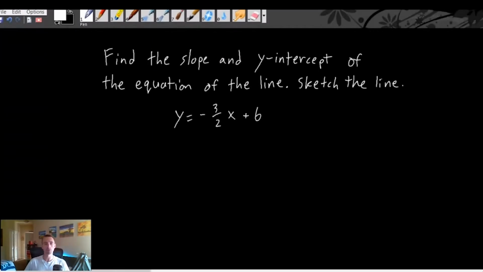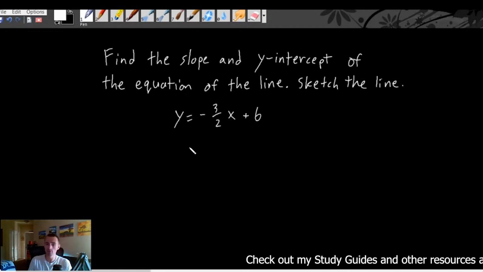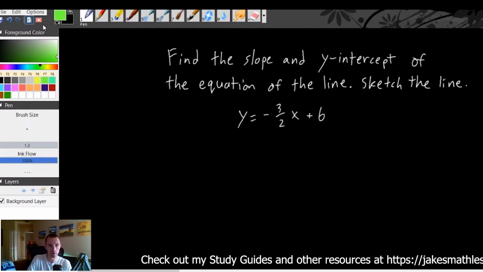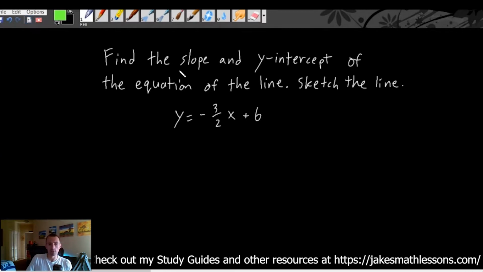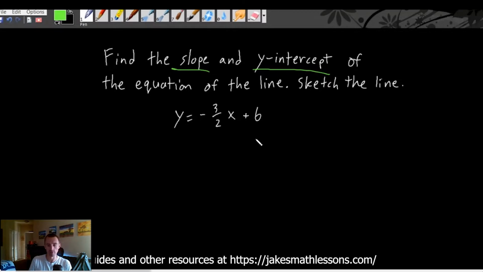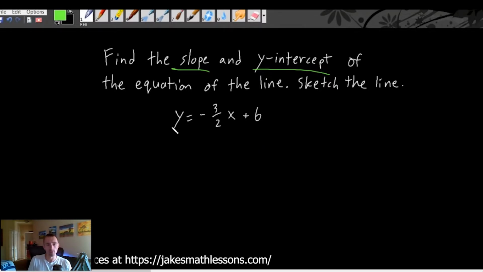First question we're going to do is we're going to find the slope and y-intercept of the equation of the line. Then we're going to sketch the line. So this example here is given in a pretty convenient form. Obviously we're trying to find the slope and the y-intercept of the equation, and here's the equation we've been given. Well, fortunately, the form that this linear function is in already is the slope-intercept form.